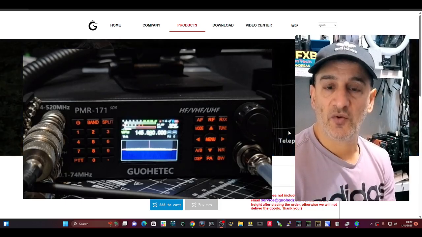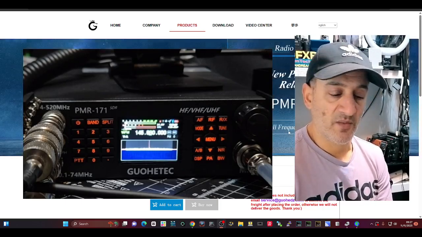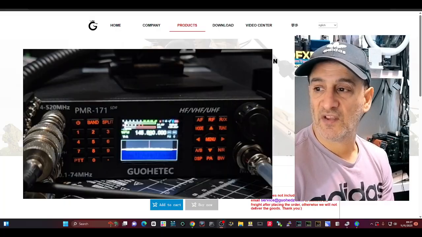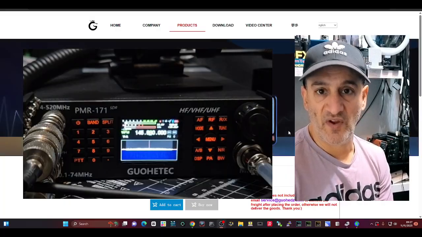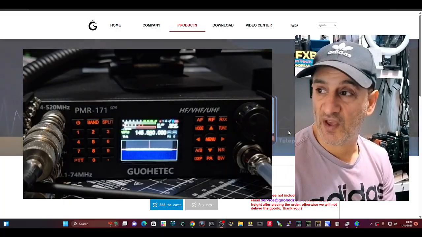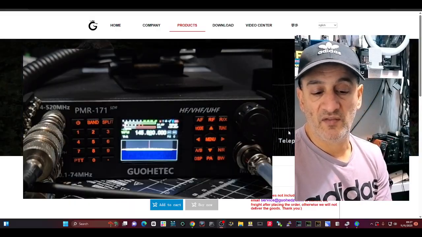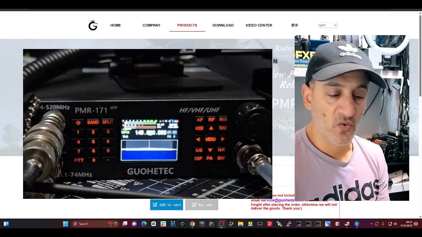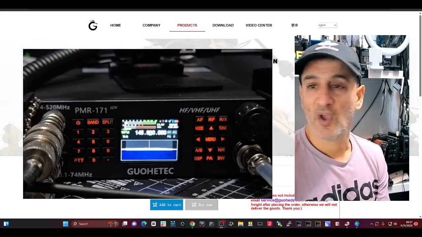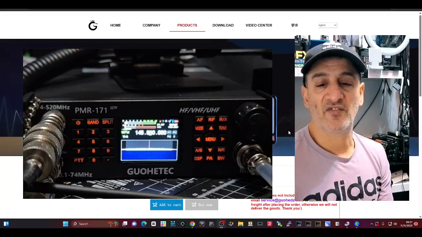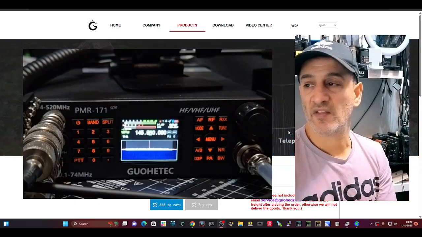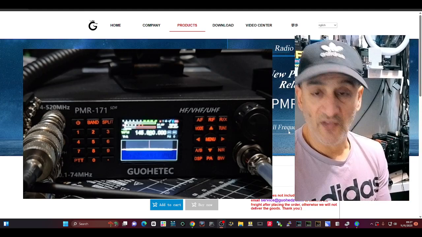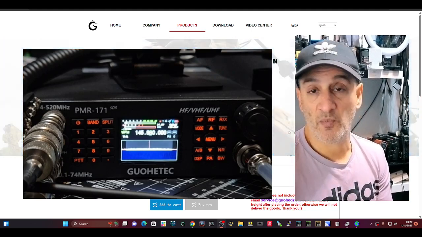M0FXB, let's talk about the Guohetec PMR171 Shack in the Box 20 watt SDR transceiver that I've been testing for about 3 days now. And this radio has a terrible reputation, but I don't believe in just repeating, because I call repeating gossip. I call them ham radio repeaters. One person says it and then it just goes on and on. Before you know it, everyone's saying that this radio, and I've had several messages saying, save your money, it's a piece of junk, don't buy one.